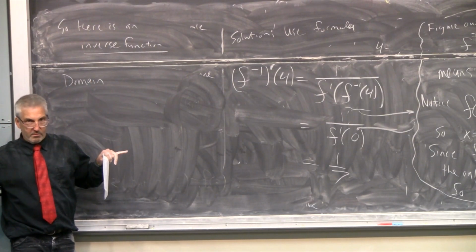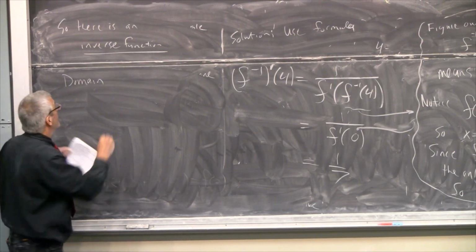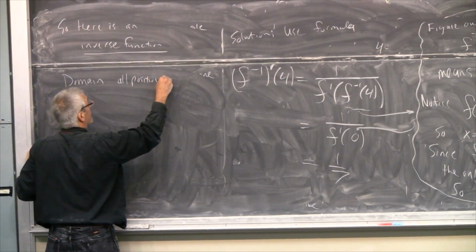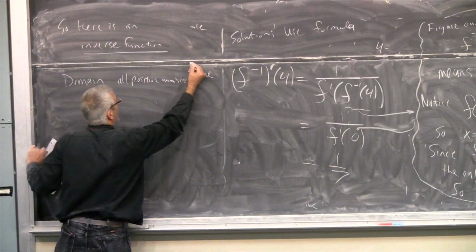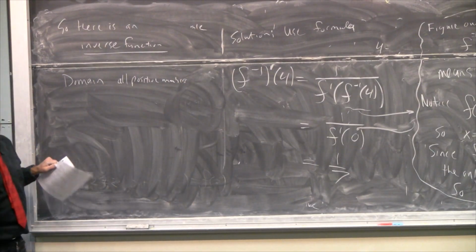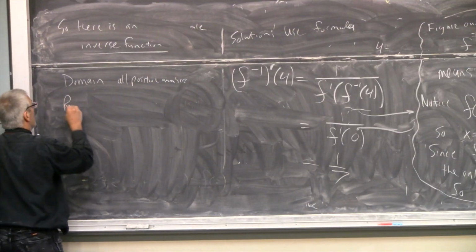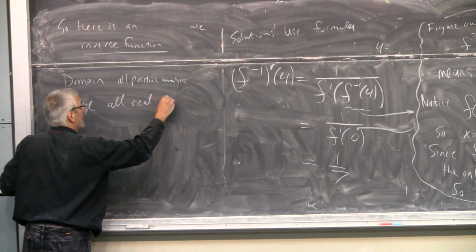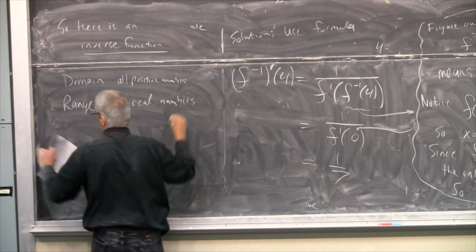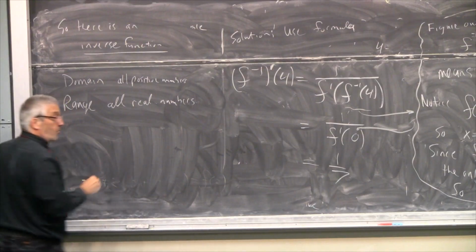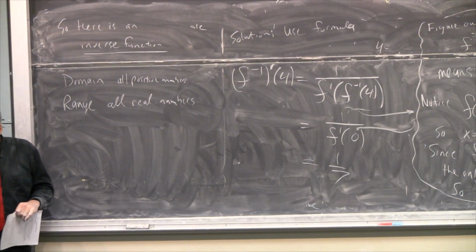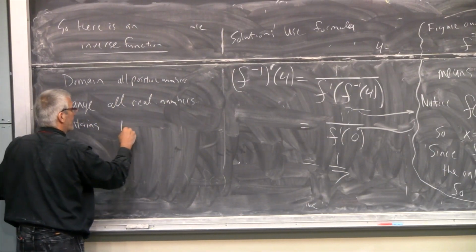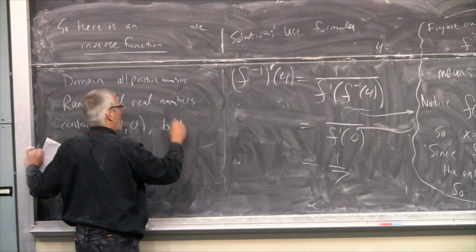Got one hand up. Any more hands up? Yeah, 0 to infinity. So I'm going to say it's all positive numbers. And what's the range? All real numbers. And what are 2 points that are on this graph? (1, 0) and (b, 1). So it contains points (1, 0) and (b, 1).